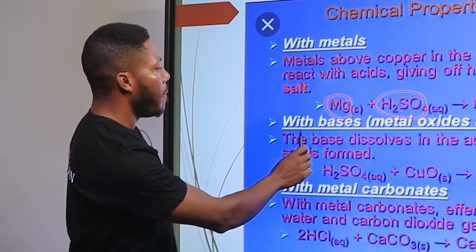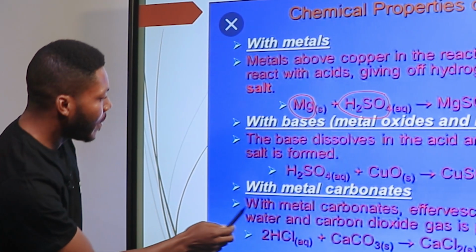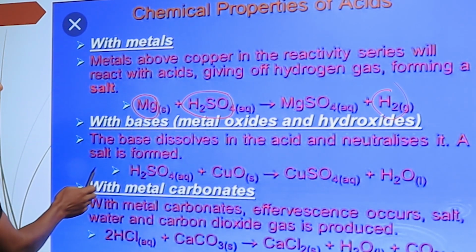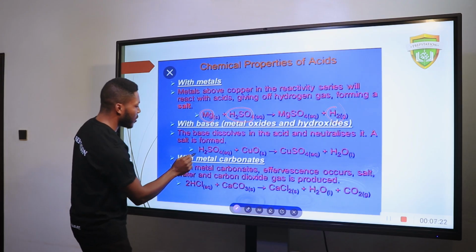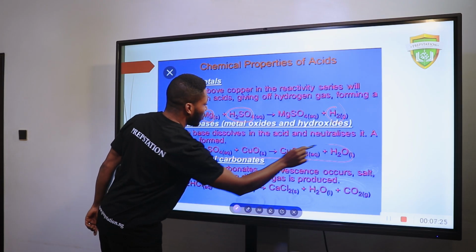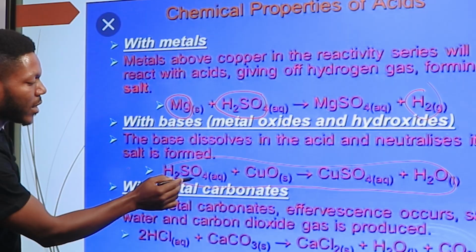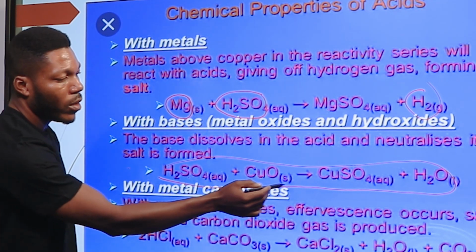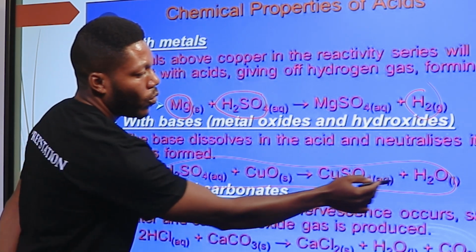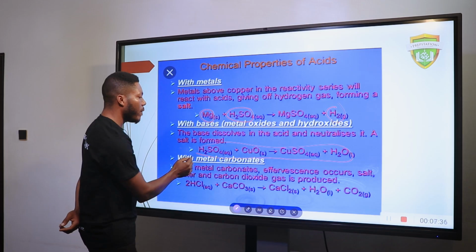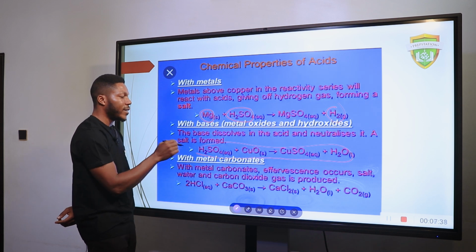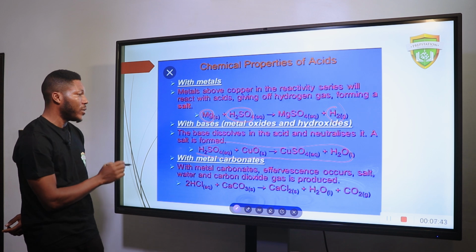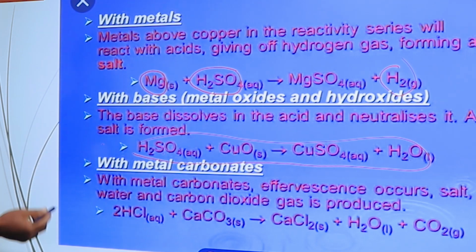The number two most important reaction of acid is reaction with bases. For example, the base dissolves in an acid and neutralizes it. So also a salt is formed. This process is called a neutralization reaction, whereby an acid reacts with a base and forms a salt with water as a byproduct. So the whole of this process is called a neutralization reaction.